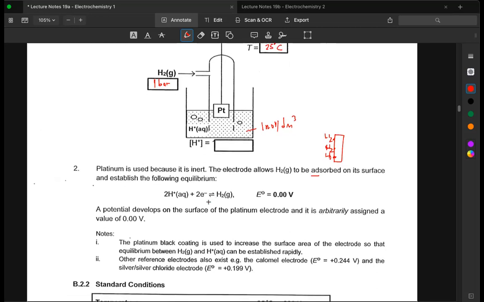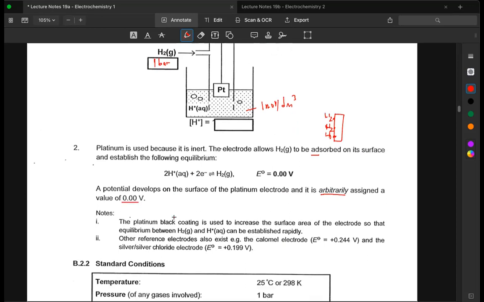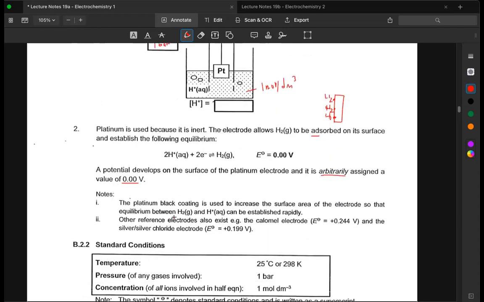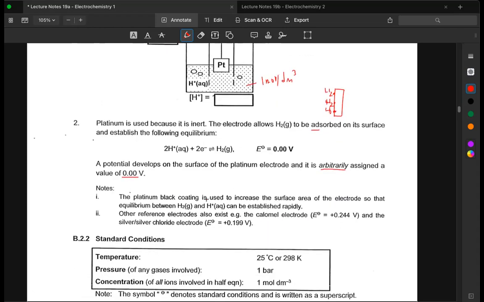And the potential developed will be arbitrarily assigned. Arbitrary means you just assign it so that everything else that's connected to it will be the standard electrode potential. Okay. So the black coating, which consists of the finely divided platinum, is to increase the surface area.